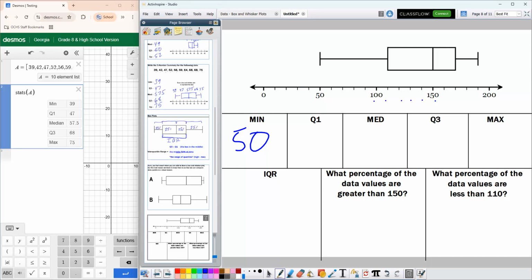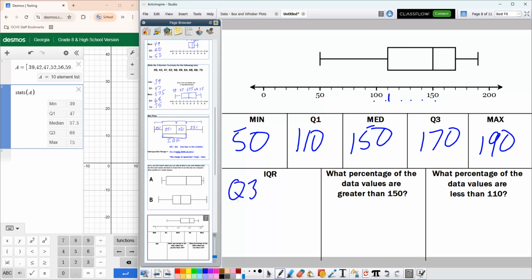So Q1 would be right here at what, 110? Median would be at 150. Q3 would be at 170, and the maximum would be almost at 200, but it's at 190. The IQR is Q3 minus Q1. That would be 170 minus 110. That is 60.